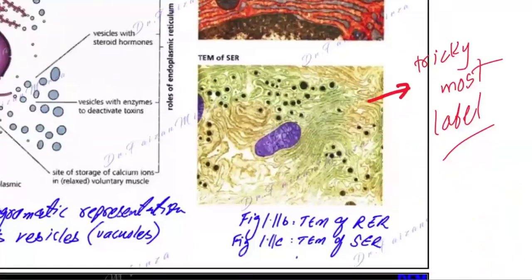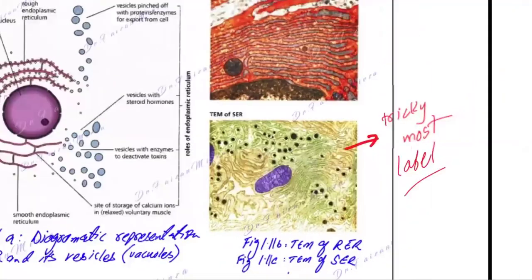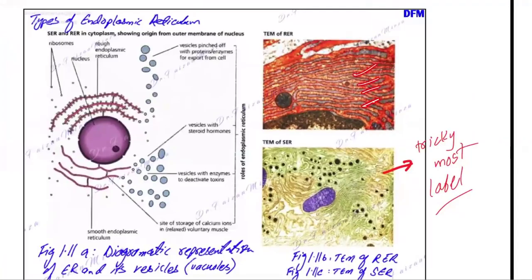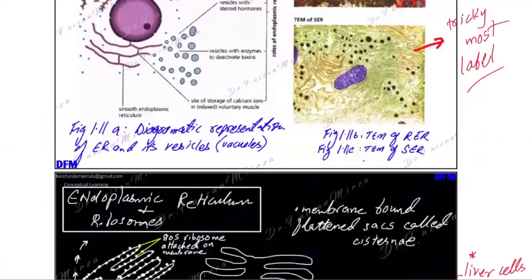But smooth ER is very tricky for many students to identify on a diagram. The cisternae appear more curved and more rounded, more bulgy at the end, and they do not have any ribosomes on their surface. So all these rounded structures are your smooth ER. These are all the cisternae of the smooth ER. You do not see these kinds of rounded structures in the rough ER. Although they both have cisternae, the shape of the cisternae of rough ER and smooth ER is not exactly the same, although they both are made of cisternae.